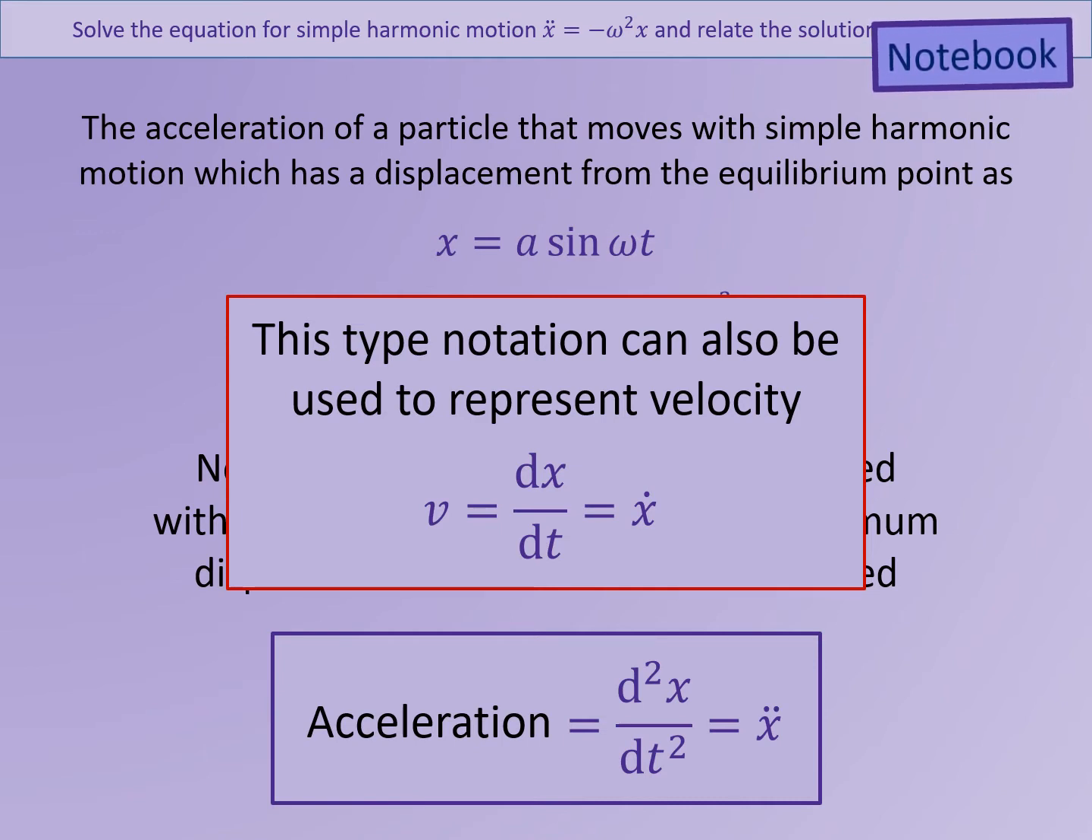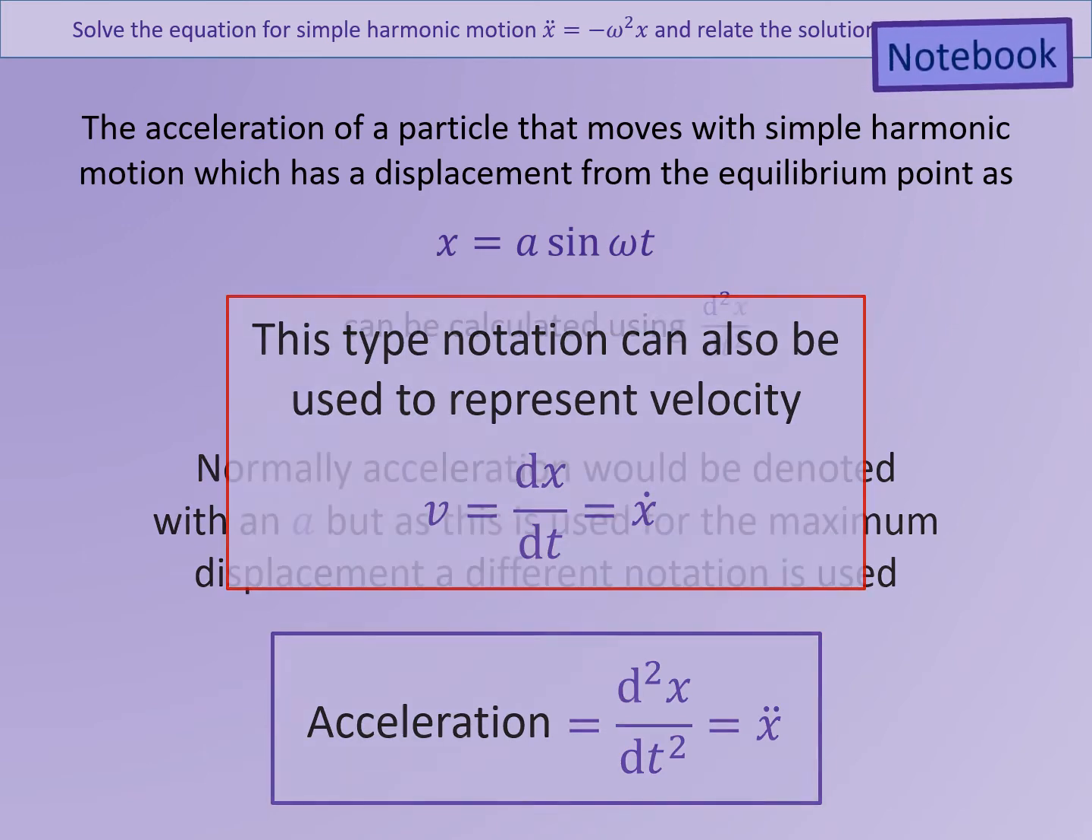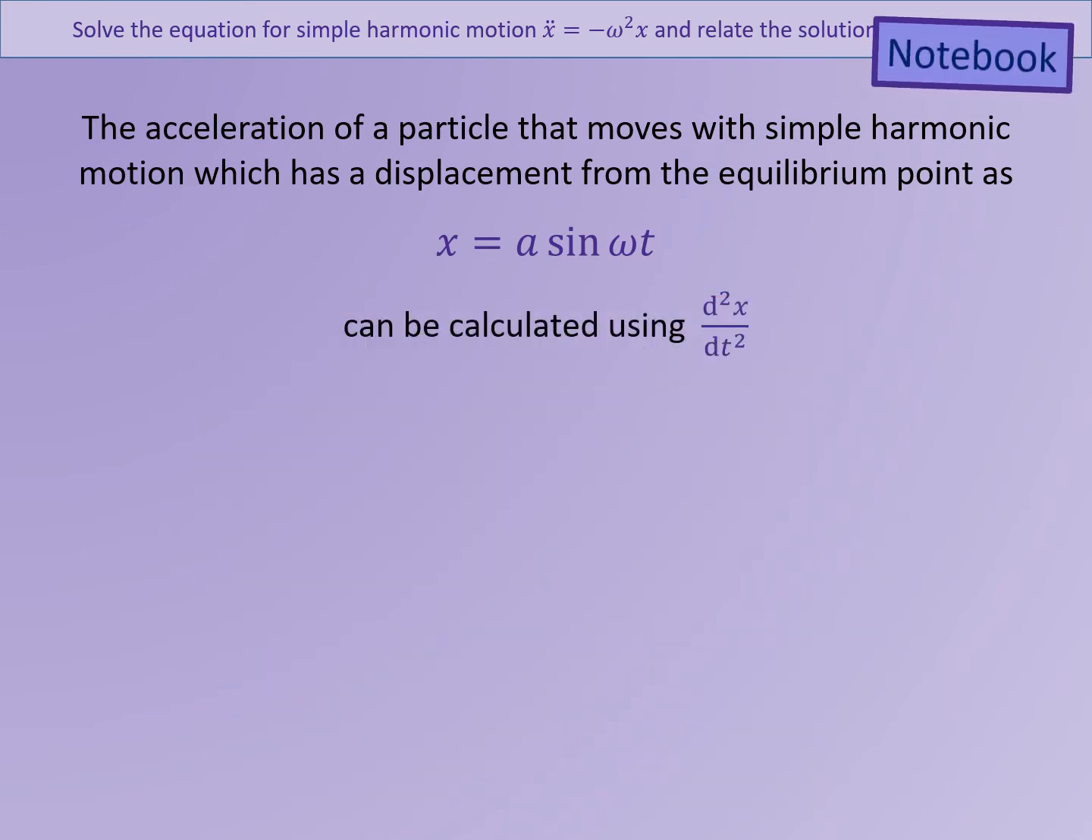And of course, we've also used dashes to represent it. There's lots of different notation to show the differentiation. It depends on which mathematician was using it at the time. But you should use for simple harmonic motion this idea of x double dot. So we'll use that now. If I differentiate it twice, yes, I've got the velocity.